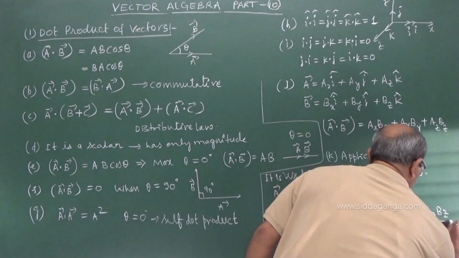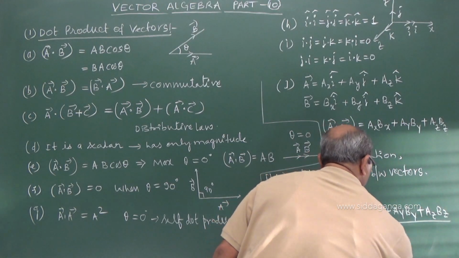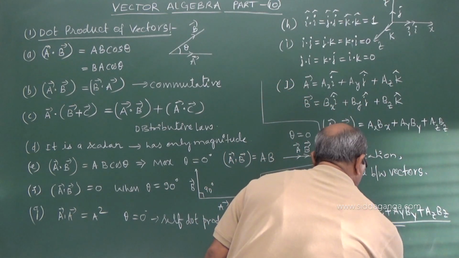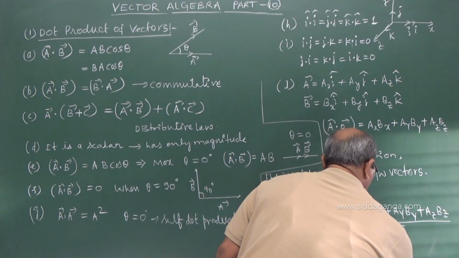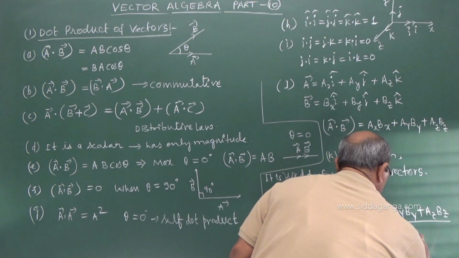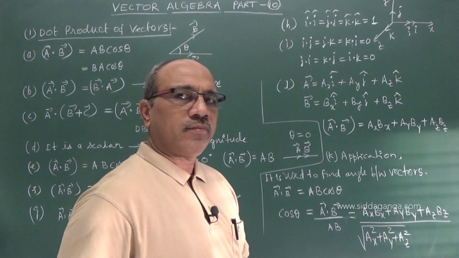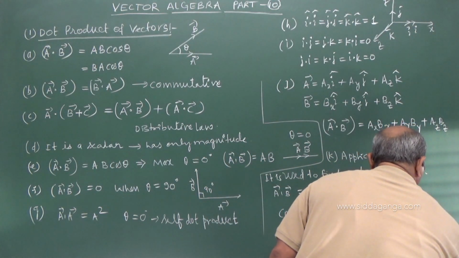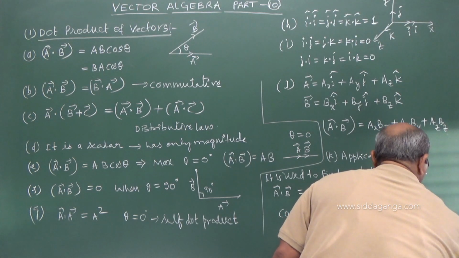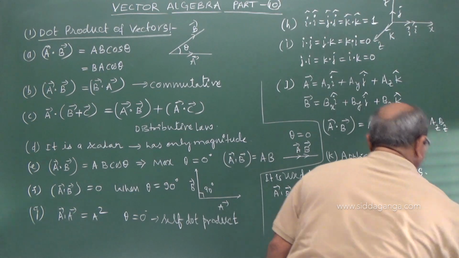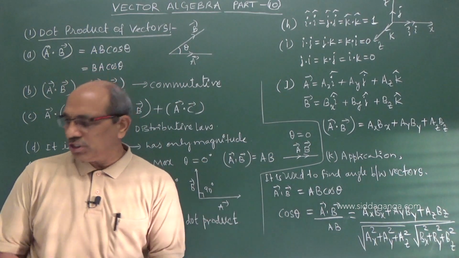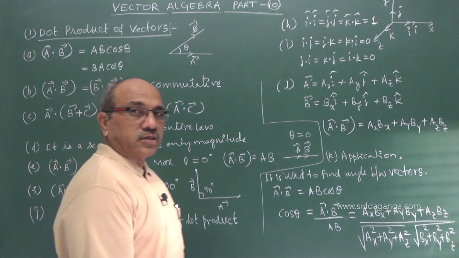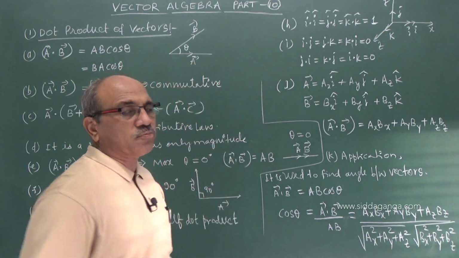AB is nothing but the root of AX square plus AY square plus AZ square. Similarly, B is the root of BX square plus BY square plus BZ square. Right? So this is fine. We have taken some concepts related to the dot product.